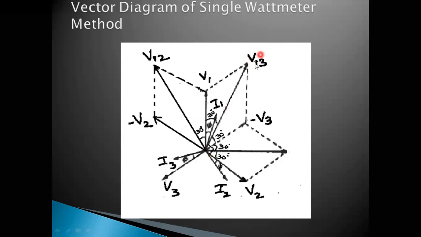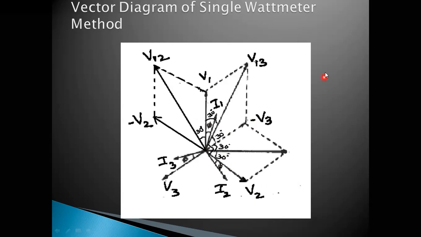Let us again try to recollect that the angle between V13 and minus V3 is 30, because V13 is bisecting the angle between V1 and minus V3. Similarly, the angle between minus V3 and V2 is going to be 60. So here we have the angle between V1 and minus V3 as 60. The angle between minus V3 and V2 will be 60. Why? Because the angle between V1 and V2 is 120. This whole angle is 120. V3 is bisecting this whole angle, so this angle is 60 and this angle is 60.